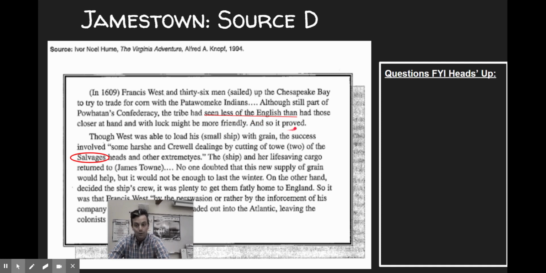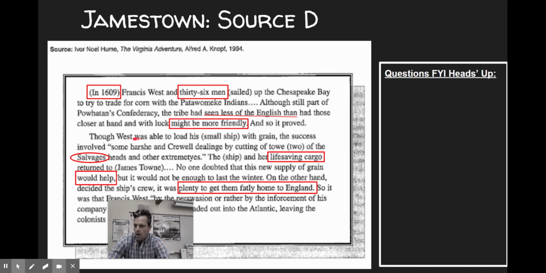Ooh, look, and so approved. That means they got lucky. They're going to have some trade. Let's check this out. Though West was able to load his small ship with grain. Okay, so he got grain. The success involved some harsh and cruel dealing by cutting 2 of the salvage's heads and other extremities. Yeah, that's some of our old English here.